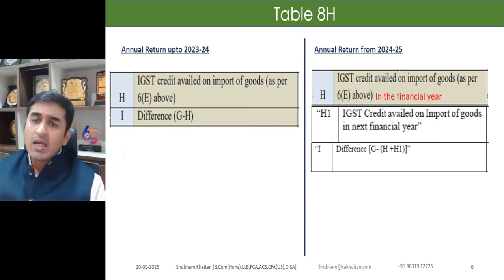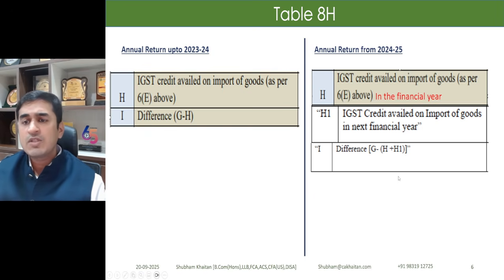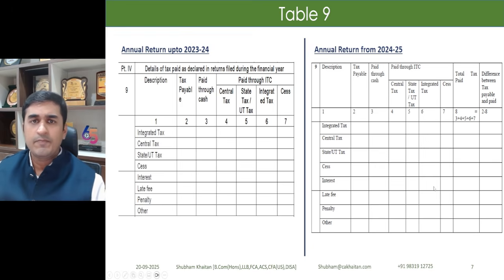So tax paid for import of goods, which is in G, should be equal to ITC availed in the current financial year plus the next financial year. Of course, this may not be equal if the IGST credit on import of goods itself is not available, then tax paid would be higher than the credit availed. So this is basically the reconciliation between import of goods, tax paid versus ITC availed.